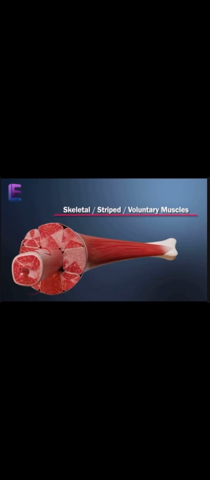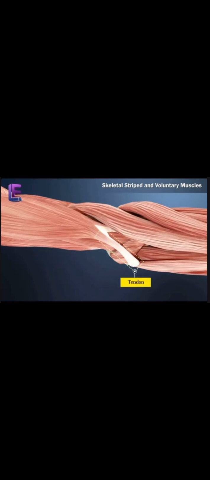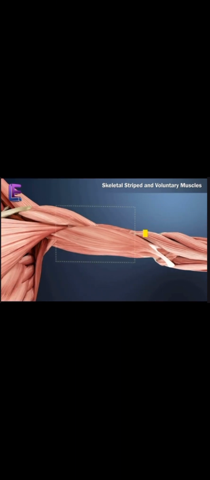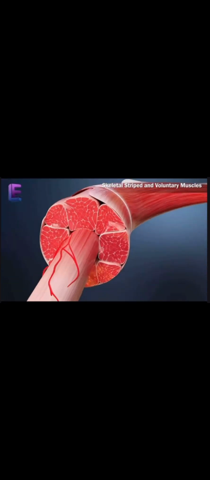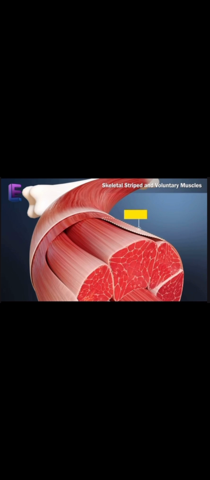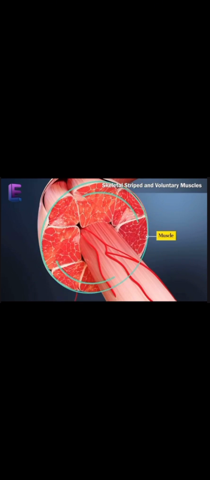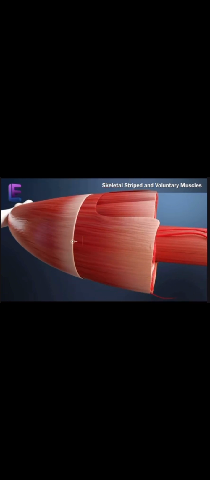Skeletal or striped or voluntary muscles are usually attached to bones via the tendons. In a typical muscle such as the biceps, skeletal muscle fibers are bundled together in a connective tissue sheet called the endomysium. A bundle of muscle fibers is called a fascicle. The connective tissue sheet covering it is called the perimysium. A group of fascicles forms a muscle. The connective tissue sheet covering such a muscle is called the epimysium. The connective tissue layers that cover the muscle end together, forming a tendon.